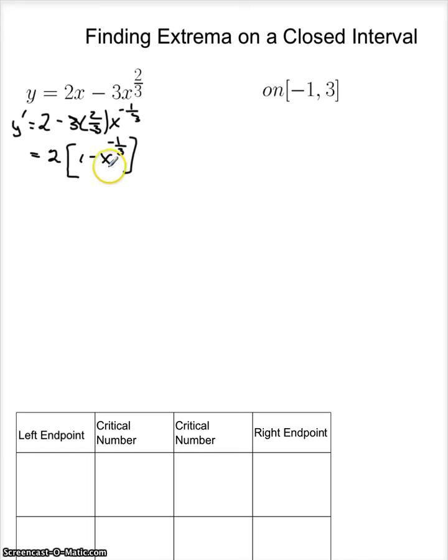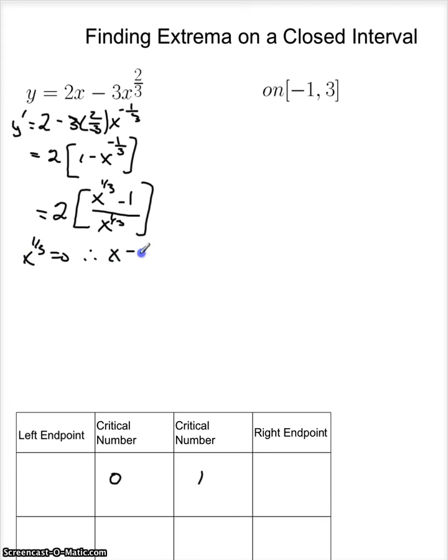Now the critical points of this are not so easy to see. Remember, we're looking for things where the denominator is 0, and we have a denominator here. So let me get a common denominator. This becomes x to the 1/3 minus 1 divided by x to the 1/3. So it's very easy to see now that one of my critical numbers is going to be 0, and the other one is going to be 1. 0 when the denominator is 0, x is 0, or when x to the 1/3 minus 1 is 0, or x is 1. And then we put in our endpoints.